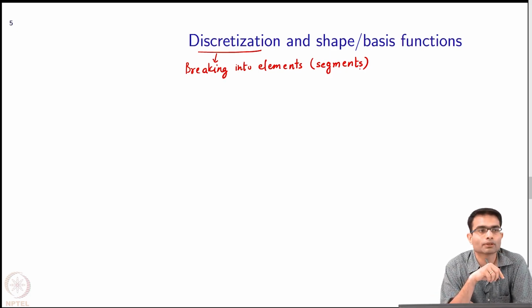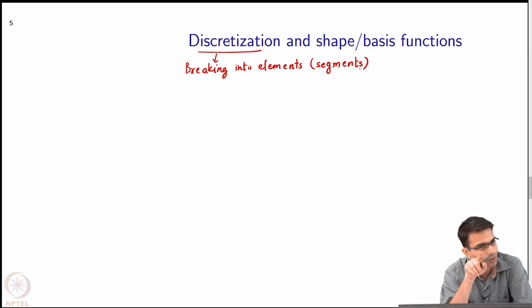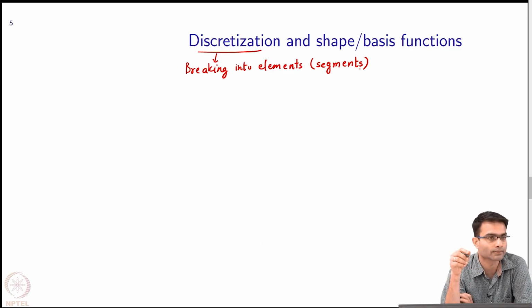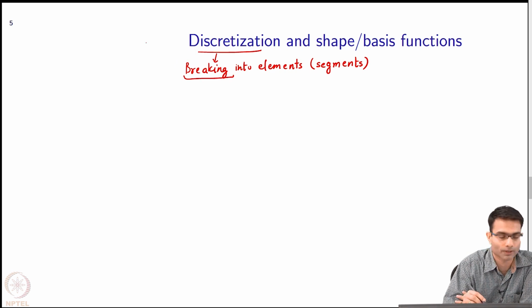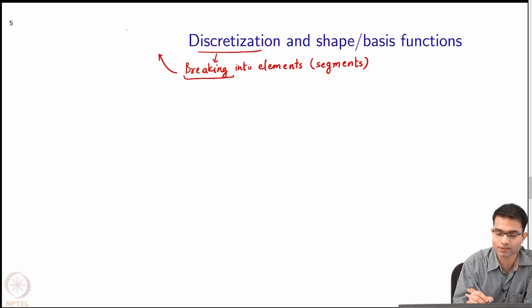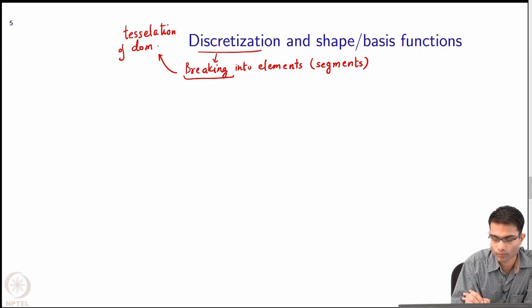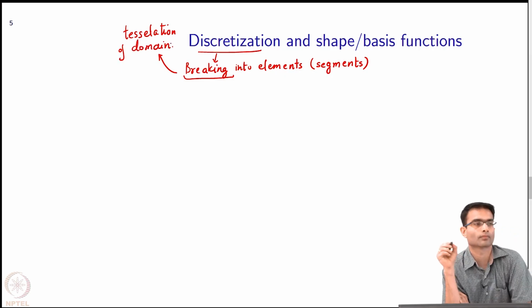In 2D what do we call it? We call them elements also, but the act of breaking up a domain into little triangles or squares or whatever is called tessellation. So that's another word you will hear. So breaking up is a sort of a colloquial word. The more technical word you will see in the literature is tessellation of the domain.